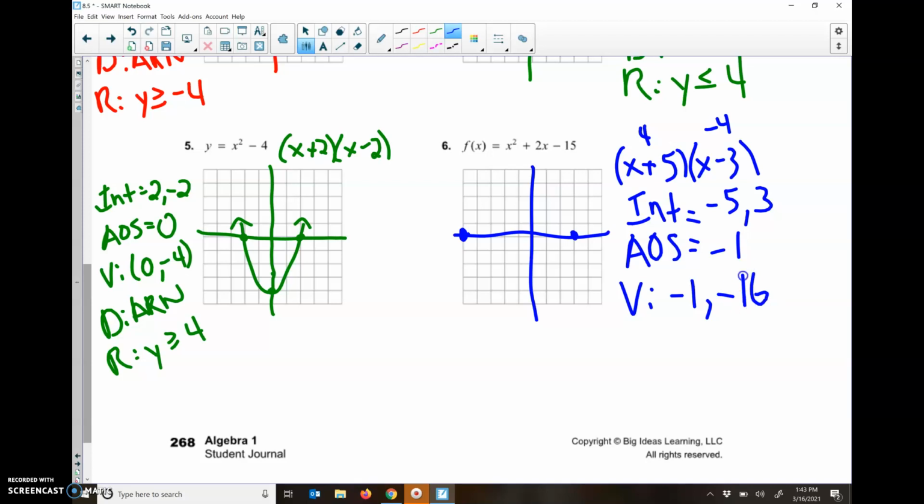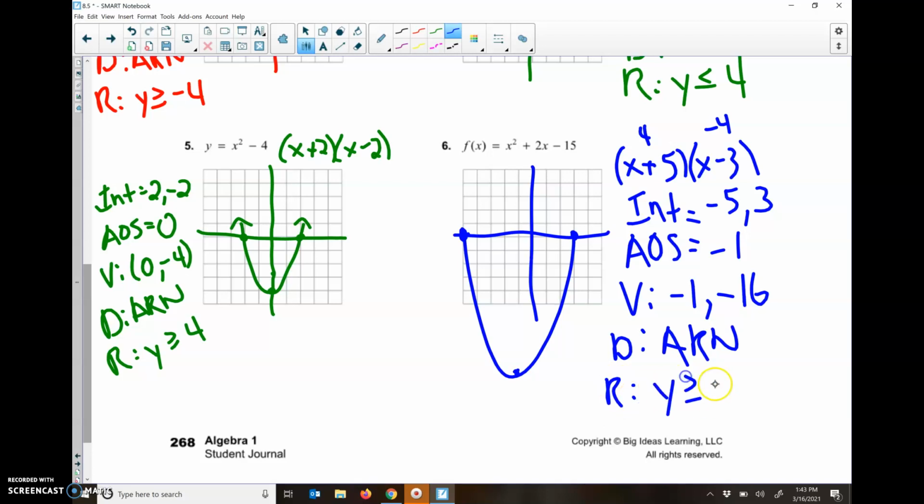So kind of far down here then. So I'm at negative 1. We'll just say negative 16 somewhere down here. I didn't exactly plot it out, but it'll look something like that. Domain, again, all real numbers. And then my range, y has to be greater than or equal to negative 16. The graph's never going to dip below that negative 16 mark there.